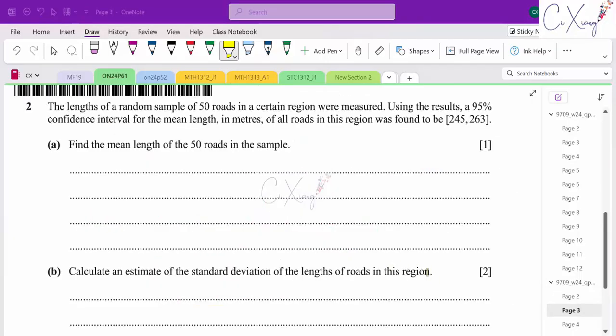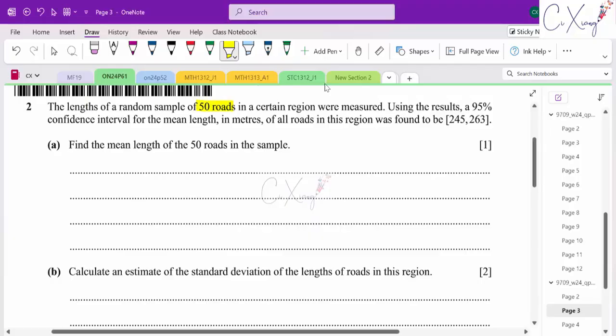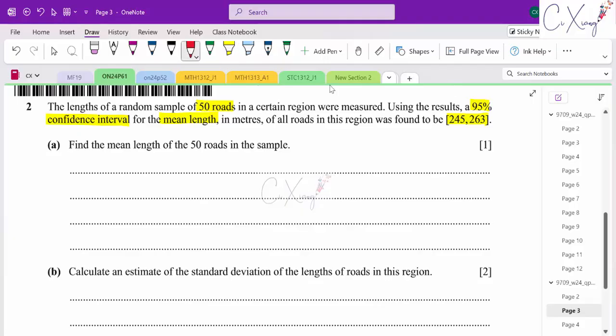Right, so now we are at question number 2. We are given the lengths of a random sample of 50 rods. Rods in a certain region were measured. Using the result, a 95% confidence interval for the mean length in meters is given. You will get 245 and 263, where 245 is the lower limit of the confidence interval, and 263 is the upper value of the confidence interval.